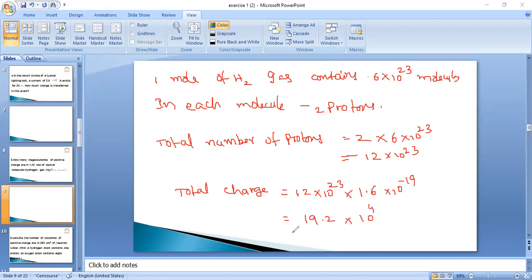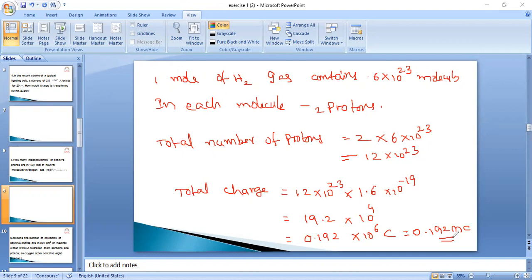But they're asking us to calculate in megacoulomb. That means it should be in 10^6. To write in 10^6, you can write 0.192 × 10^6 coulomb. And in terms of megacoulomb, it will be 0.192 megacoulomb. This is the answer for the total amount of charge in the given 1 mole of hydrogen gas.